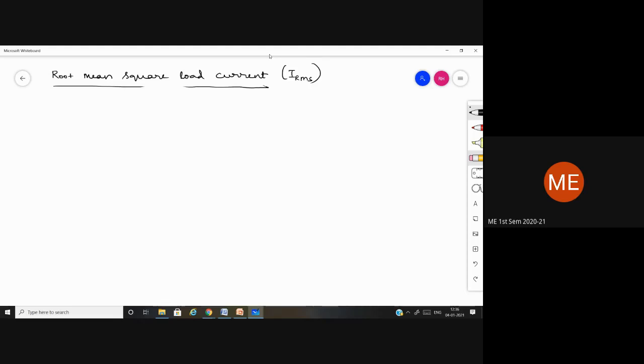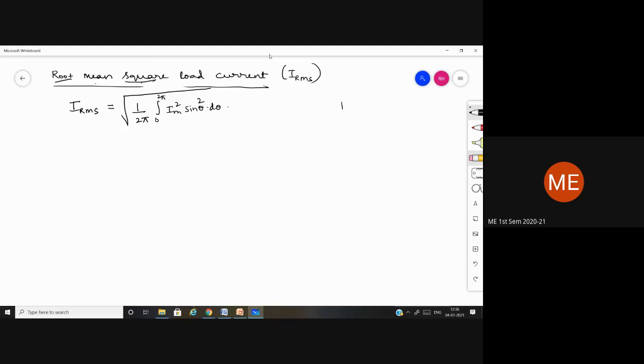For this also, the first step is the same: RMS is equal to the area under the curve over the full cycle divided by the time period. But here the extra thing is root and square. Everything is given in the heading only. RMS value is root mean square. So whatever we had written previously, 0 to 2 pi Im sin theta d theta, to that you'll add square: Im square sin square theta d theta.